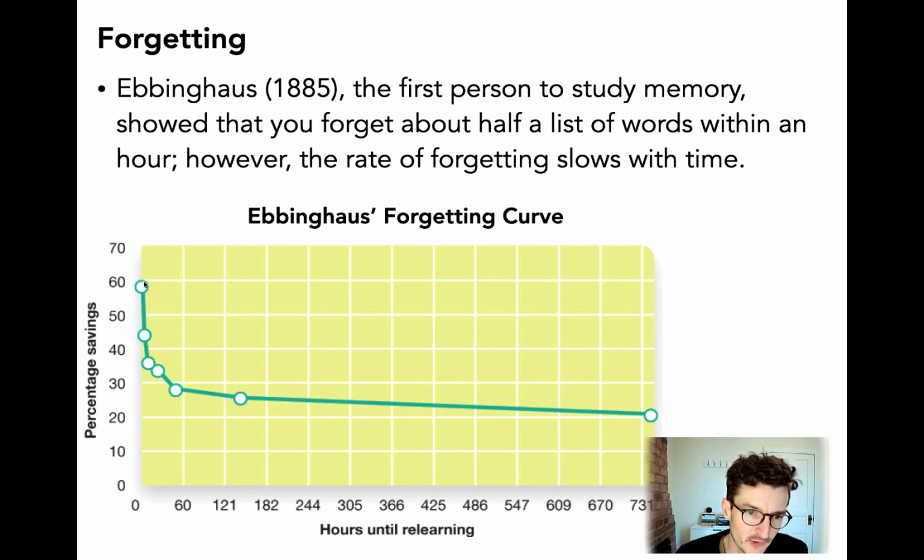So he forgets most of what he's learned almost immediately within the first hour. But after that, what he remembers sticks around for a very, very long time. So this is like weeks later. And he's still remembering 20% of the words that he had learned. So the takeaway here is that you actually forget most of what you've learned almost immediately, right? So if you're cramming for an exam, as soon as you start the exam, write down that information as fast as you can, because you're going to forget it very, very quickly.